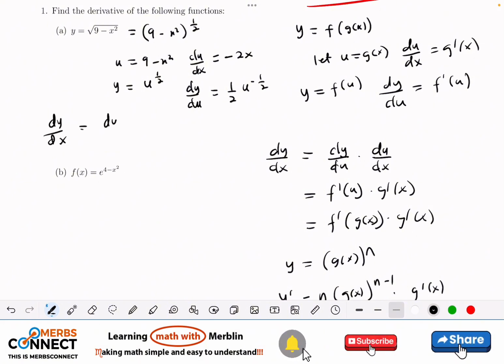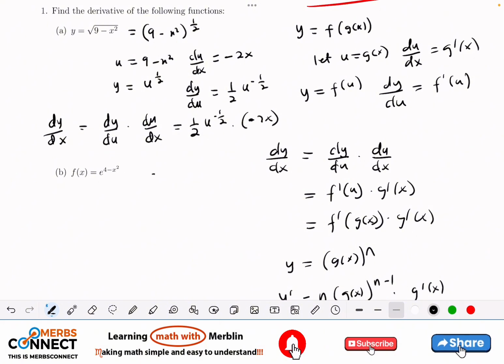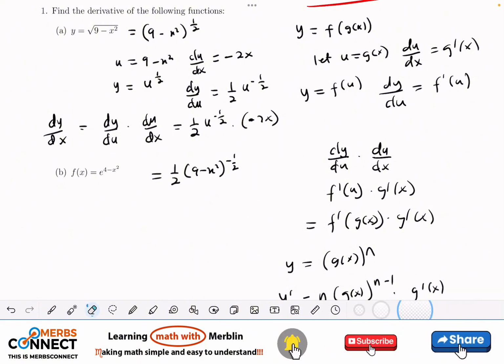This is going to be dy over du times du over what? Dx. So we multiply this by that, so that this cancels this, and we have dy over dx, which is right here. So when I put the functions in, dy over du is equal to this, du over dx is also equal to this. So I'm going to have 1 over 2 u to the minus 1 over 2 times minus 2x, right? Now what is u? U is equal to 9 minus x squared. So when I do backward substitution, I'm going to have 1 over 2 times 9 minus x squared to the power minus 1 over 2 times minus 2x. So this is what I'm going to get at the end of the day.